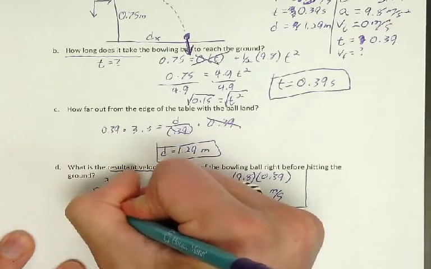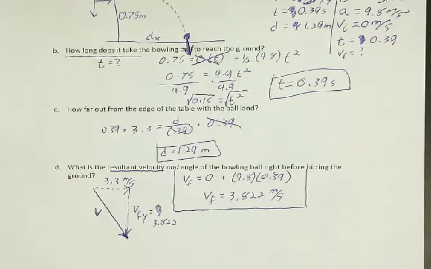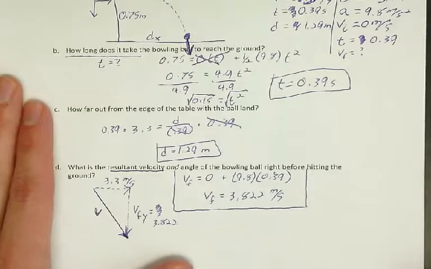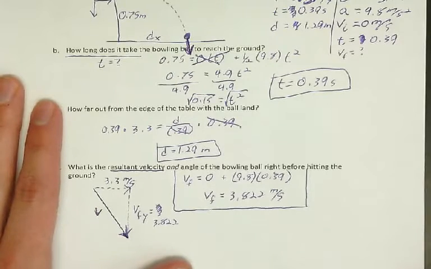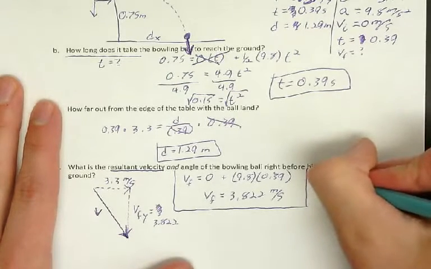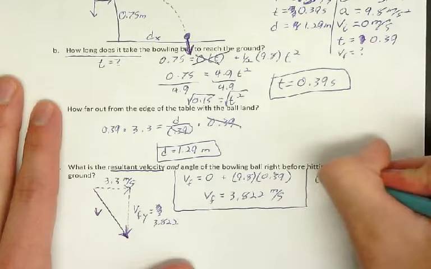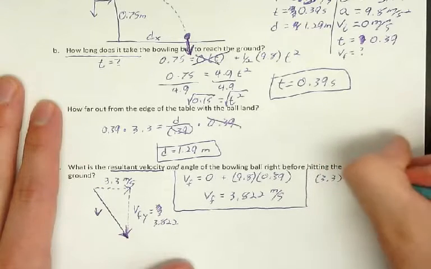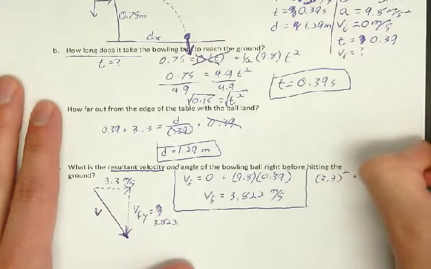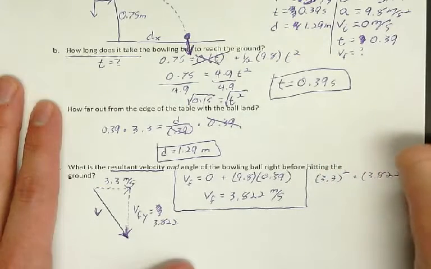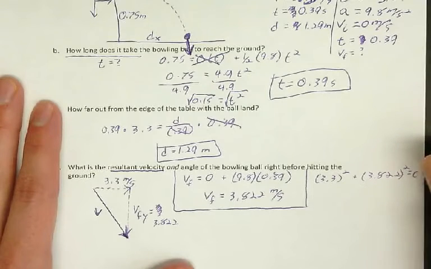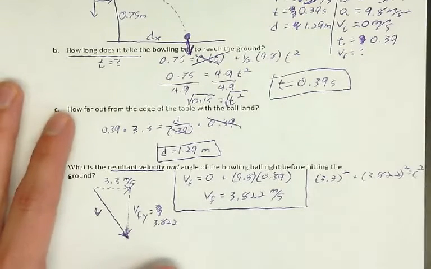Mr. B, I have something crazy to tell you. Oh, yeah? A squared plus b squared equals c squared. That is pretty crazy, and it is correct. So what I'm going to do is solve the triangle. The way I solve the triangle is by doing a squared plus b squared equals c squared. So a squared is 3.3 squared plus b squared, 3.822 squared equals c squared. And c is that velocity that we're solving for there.